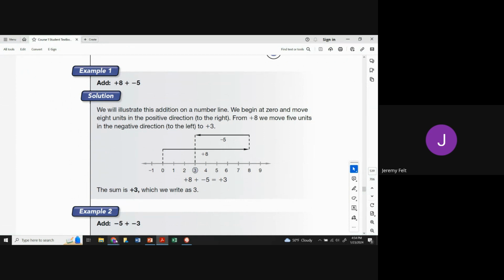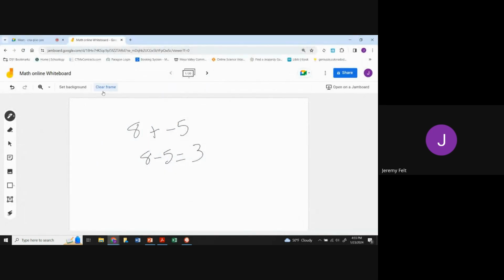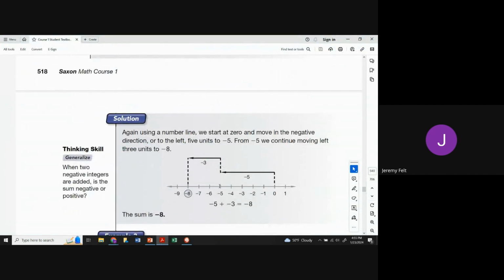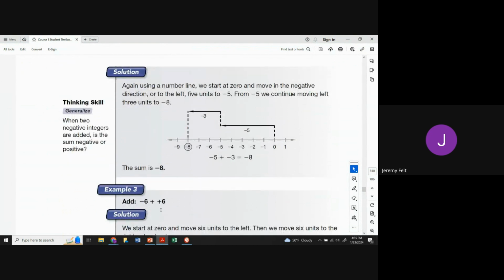So example 2, if I have -5 plus -3, again, plus a negative is the same as just subtracting, so let's make it a little bit easier. -5 minus 3, so -5 minus 3, I'm at -5 and I move 3 more to the left. It's going to put me at -8. It's shown here -5, and then 1, 2, 3 more to the left, -8.